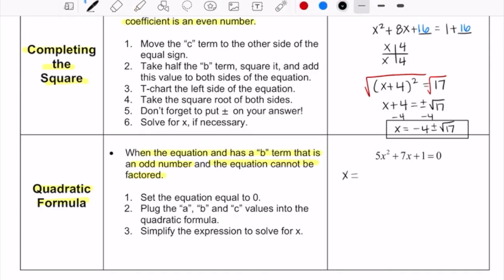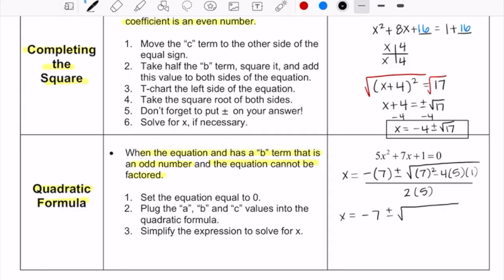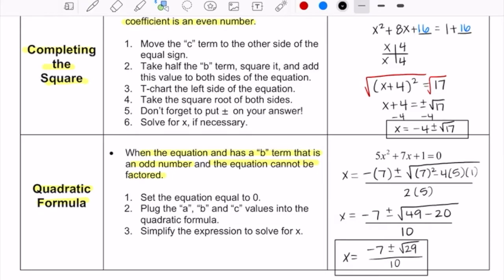To solve by using the quadratic formula, I'll start by making sure that the equation is set equal to 0, and then I'll plug in the a, b, and c values into the quadratic formula. And then once I have those values substituted, I'll simplify. 7 squared is 49, 4 times 5 times 1 is 20, and then 2 times 5 is 10, and then I'll simplify the inside of the square root one more time. And so here I'll arrive at my final answer for this example. X is equal to negative 7 plus or minus the square root of 29 over 10.